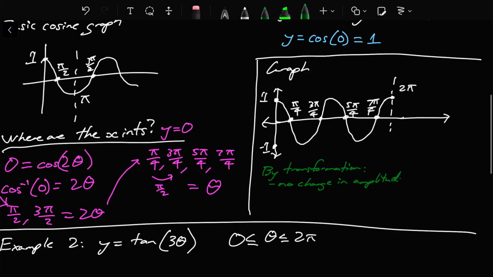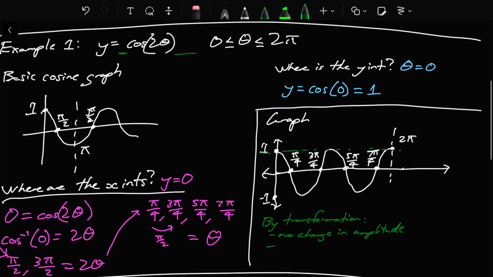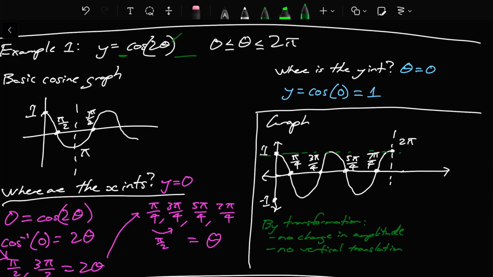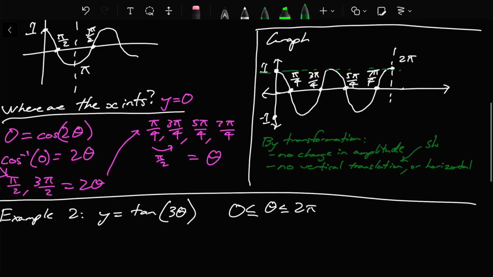Amplitude, if you don't remember, is this distance. It's how high or low the graph will go from its peaks and troughs, at least if you're starting at 0. If you're not starting at 0, you just shift everything down. We also notice that there's nothing here, so there's no vertical translation. And there's also nothing getting added here. It's actually like a +0. So there's no horizontal translation either. Some teachers like the word shift, so that's also fine.